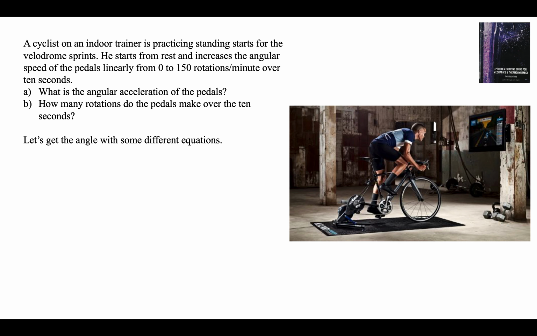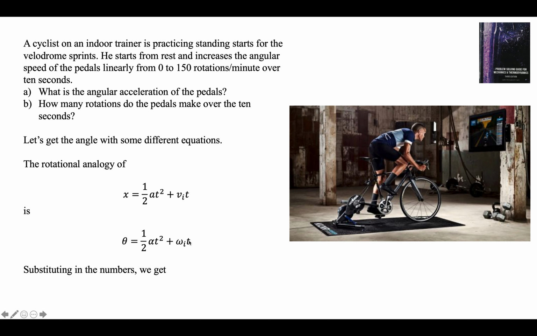Should make sense. Let's get the angle with some different equations because I want to introduce these rotational analogies. So we have this equation for linear motion. x is 1/2 a t squared plus v initial t. In rotational motion, it looks very similar. We just use the Greek letters. Theta, the angle through which it rotated, is 1/2 the angular acceleration t squared plus omega initial t. So we can plug in numbers for this.